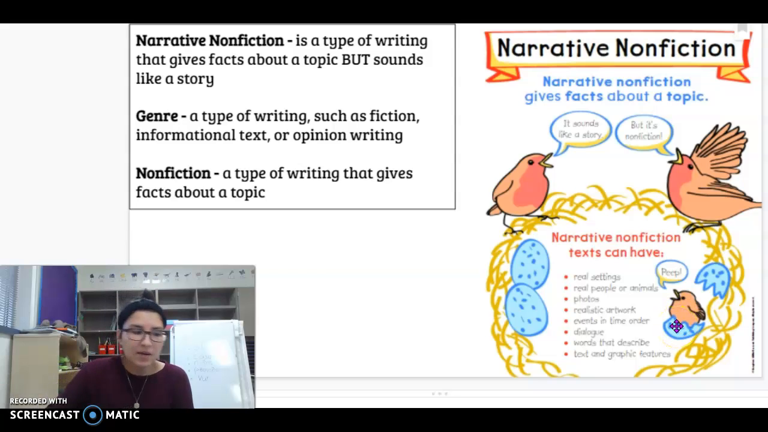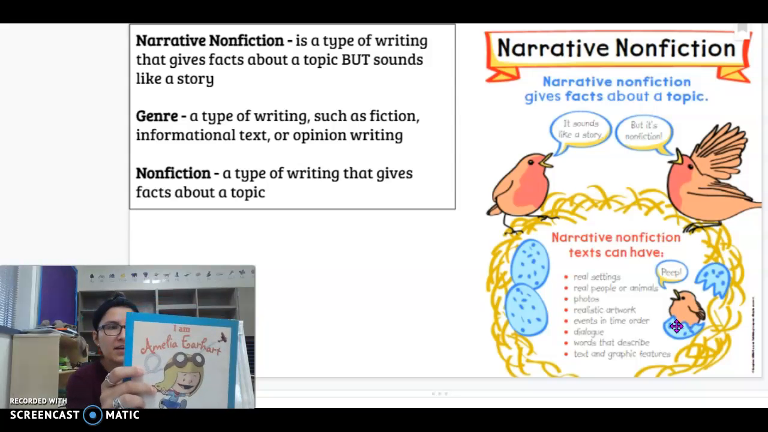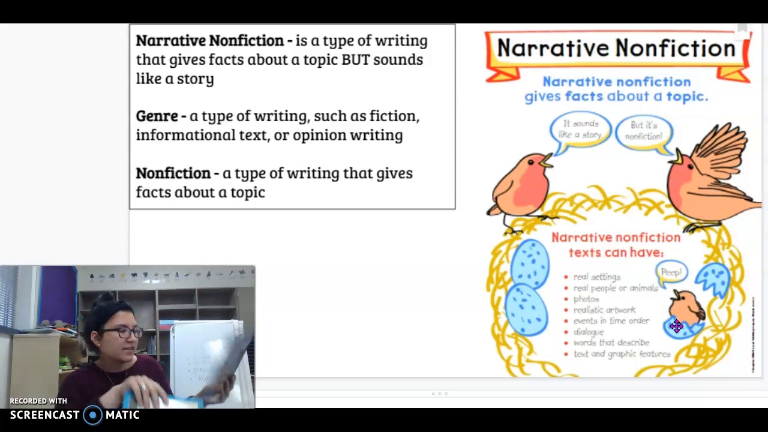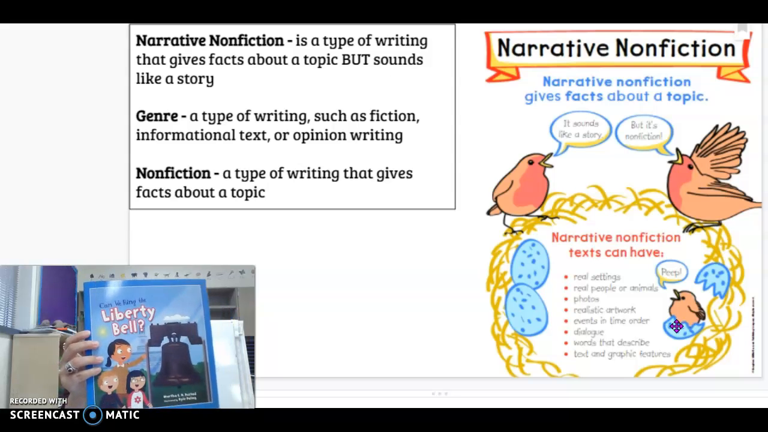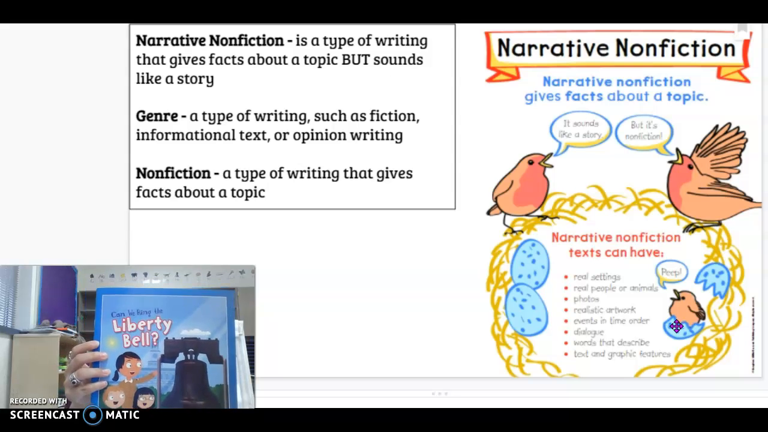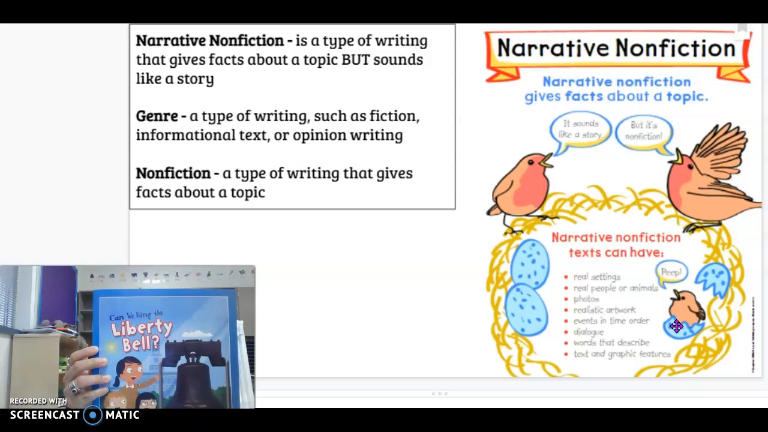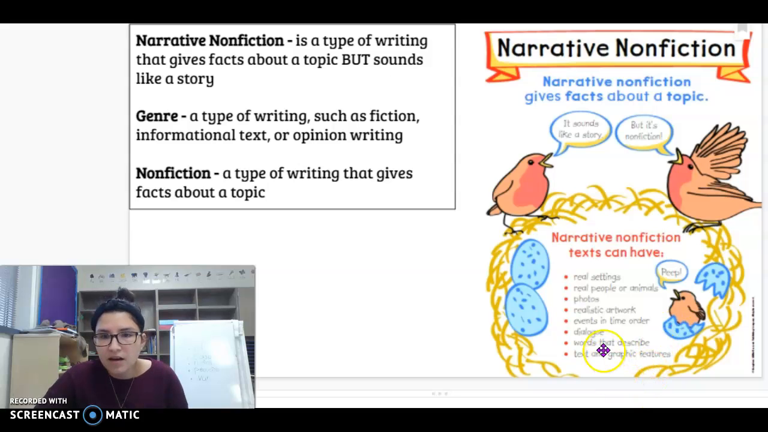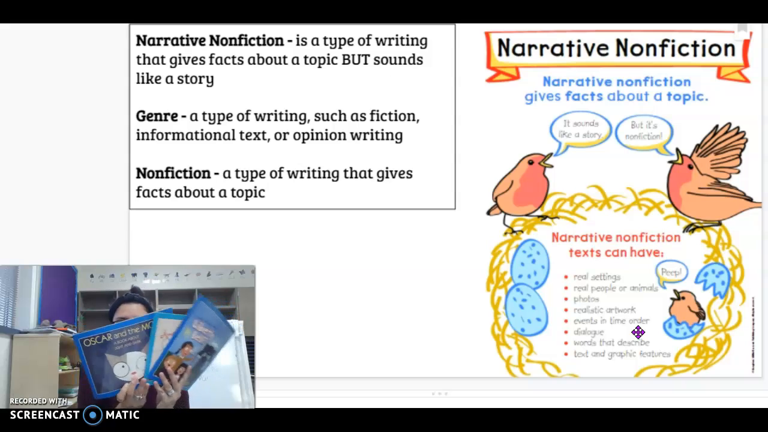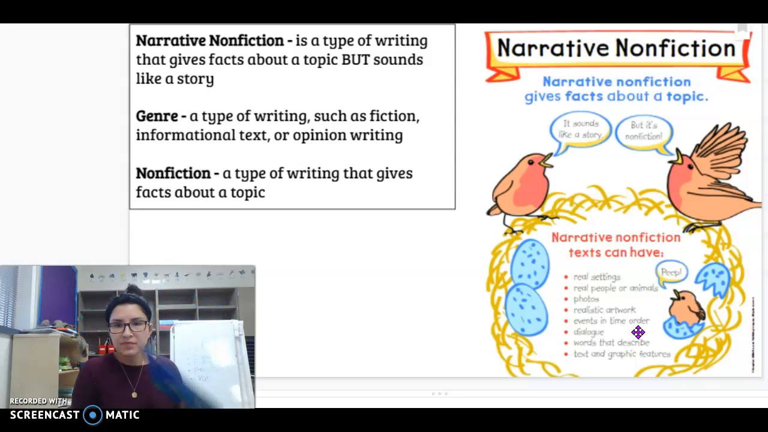Events that happen in time order. So Amelia Earhart, the beginning of her life, middle of her life, to the end. This one from yesterday, Can We Ring the Liberty Bell? It's the beginning of a field trip. So the class is all talking about the field trip in the class. They go on the field trip and they come back to school. So that's in order. Dialogue. Dialogue is conversation. These books that we've been reading all have dialogue, conversations.